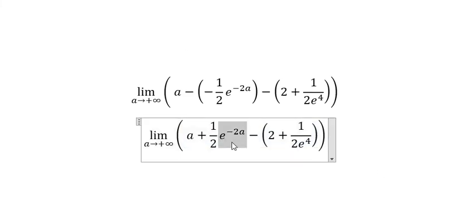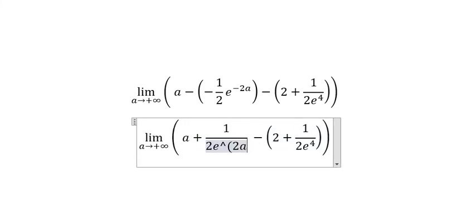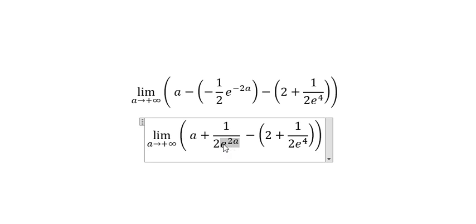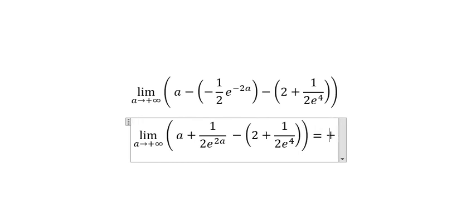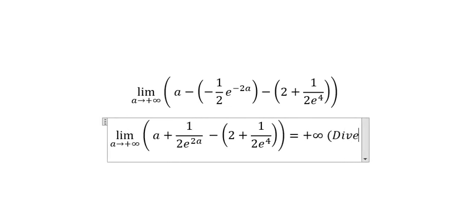So we know that this one will be e to the power of 2b on the denominator. When b approaches positive infinity, this one will go to positive infinity. 1 divided by positive infinity, you get 0. However, b still goes to positive infinity. So in this situation, we have positive infinity. So that means this one should be divergent.